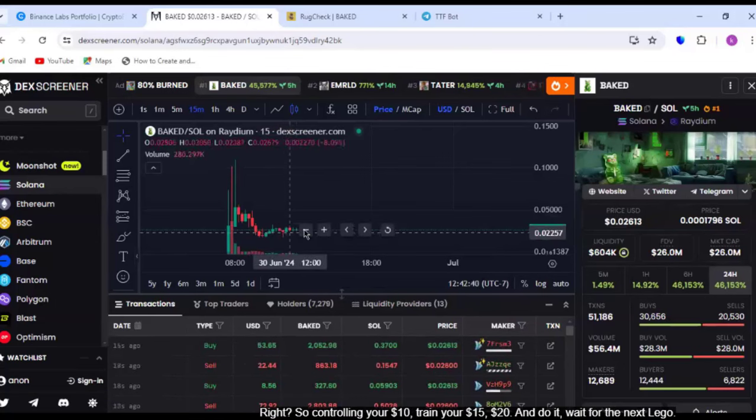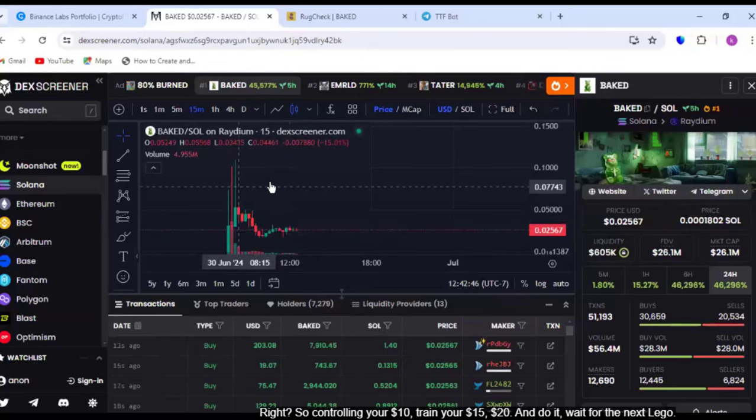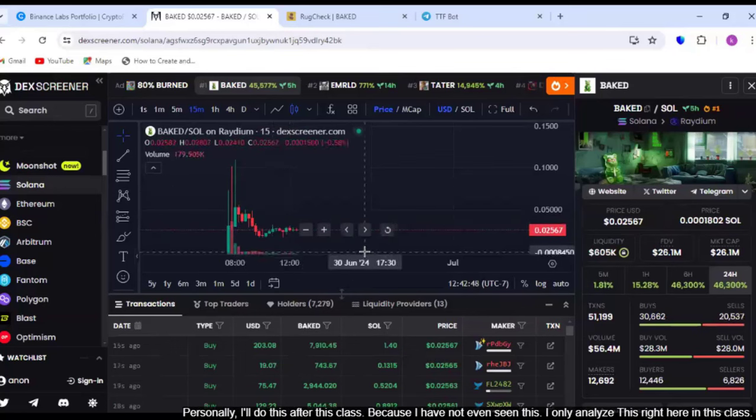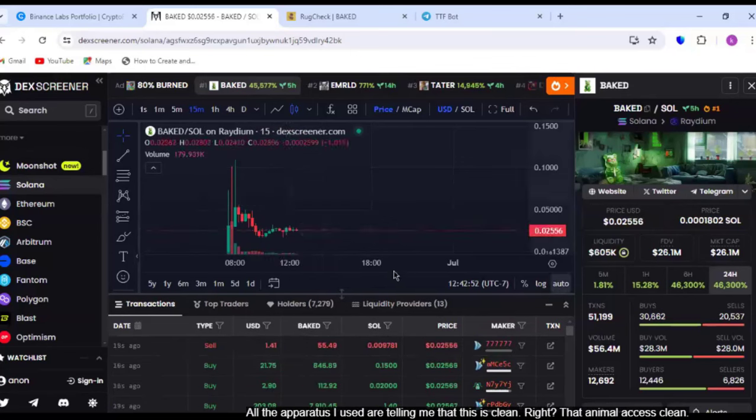So you can throw in your $10, throw in your $15, $20, and do what? Wait for the next leg up. Personally, I will do this after this class, because I have not even seen this. I only analyzed this right here in this class, and all the apparatus I used are telling me that this is clean, right?